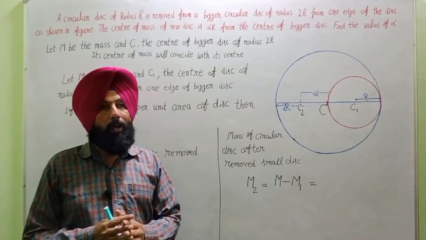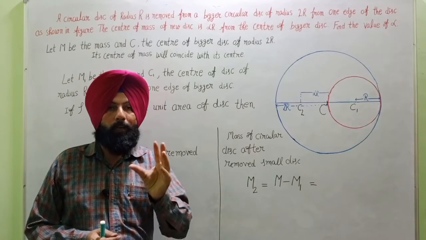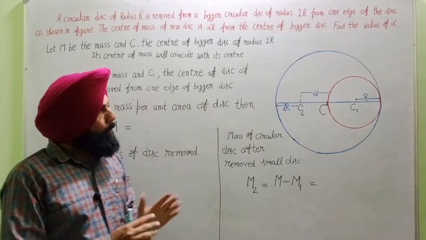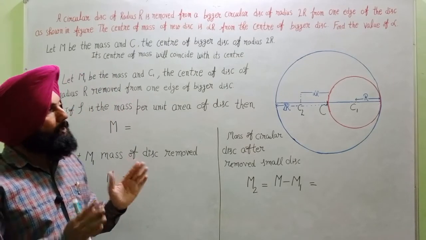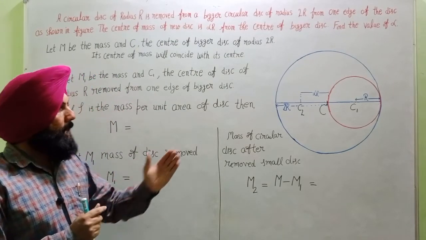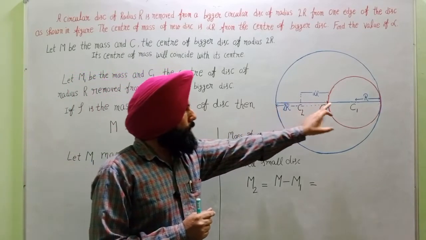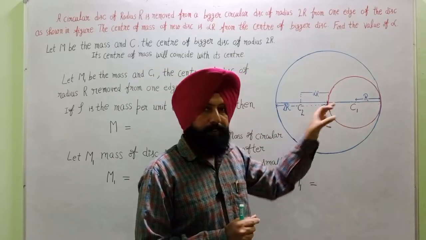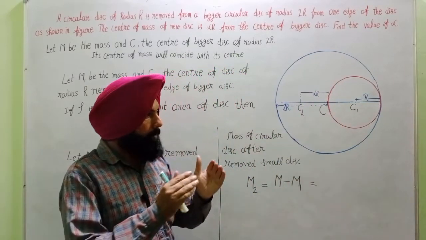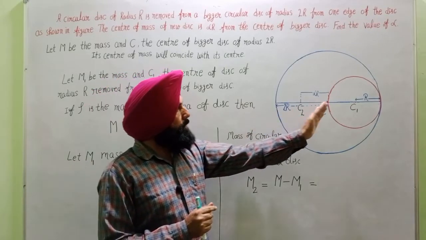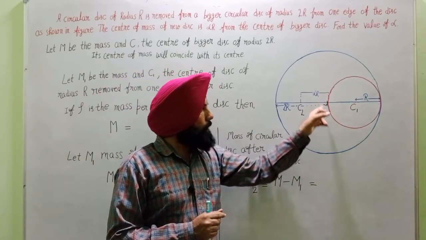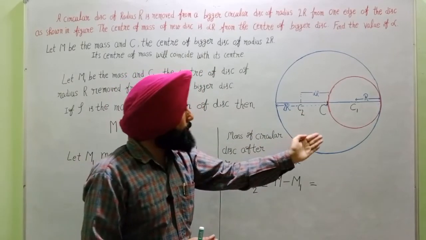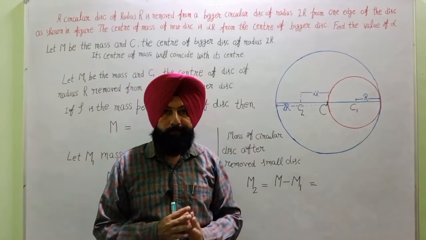Now students, you have to know that a circular disk is two-dimensional. In this problem, we want to first of all find the mass of a removed circular disk, meaning the small disk, and after removing the small circular disk, the remaining mass of the bigger circular disk.